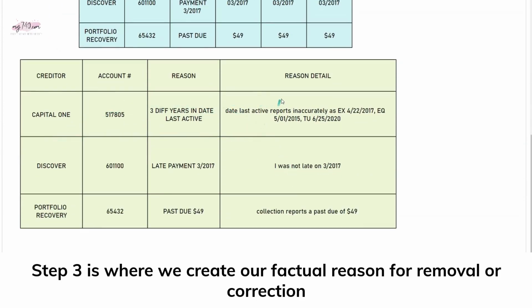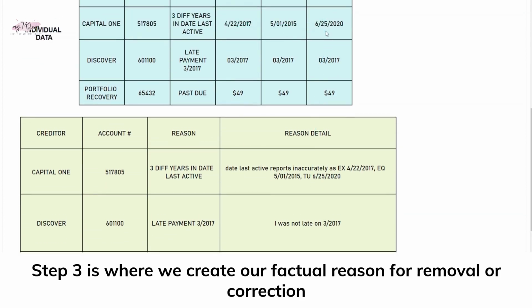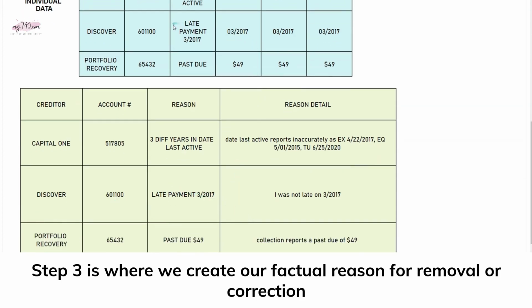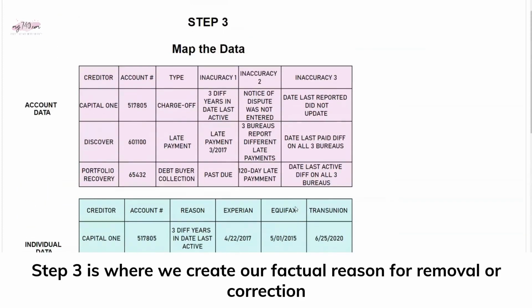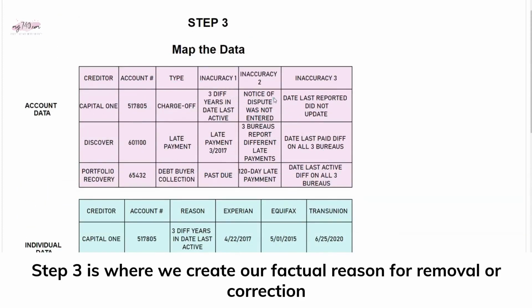So this is where we're going to go fill out our reason detail. So for Capital One, date last active reports inaccurately as, and then I'm going to plug those dates in there: Experian 417, Equifax 5/2015, and TransUnion 6/2020. For Discover, I'm just going to say I wasn't late on 3/2017. Really, really simple, right? And then portfolio recovery, collection reports a past due of $49. So as you can see, we're taking very general information and then we're expanding a little bit, and then now we're going to get very, very specific.